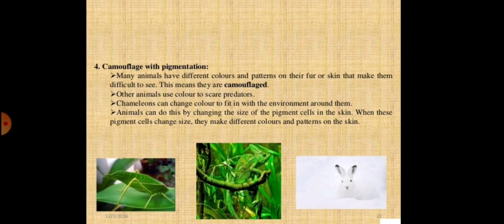Now, the phenomenon of camouflage and pigmentation. Many animals have different colors and patterns on their fur or skin that make them difficult to see. This is called the camouflage. Other animals use colors to scare predators. Chameleon can change color to fit in with the environment around them. Animals can do this by changing the size of the pigment cells in the skin. When these pigment cells change size, they make different colors and patterns on the skin.